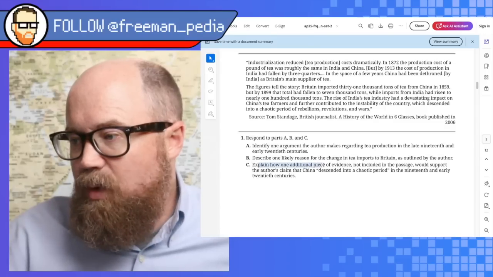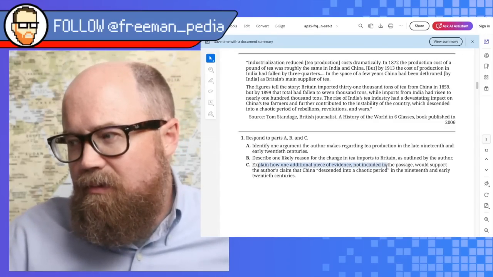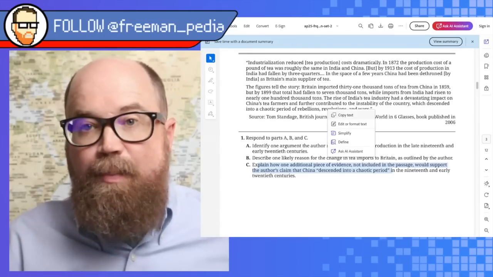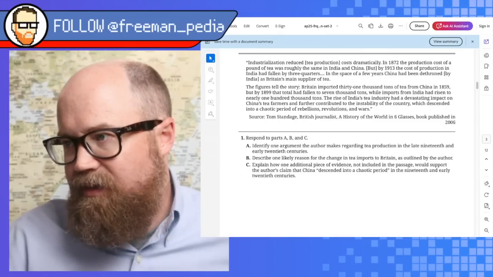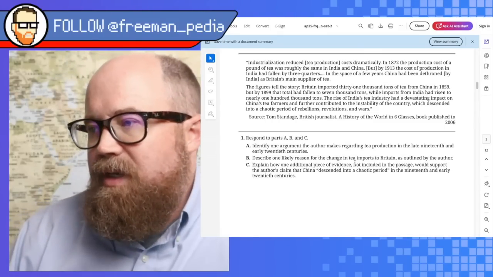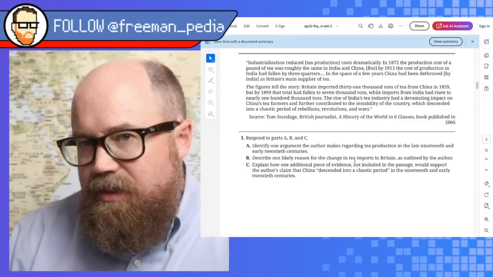And then C, explain one additional piece of evidence not included in the passage that would support the author's claim that China, anything about China, opium, Taiping, Boxer. I mean, he's sitting here in 1913. Sun Yat-sen, any of that nationalism, any of that stuff is good. This is a good one. I like this one. Might be using this in class next year.